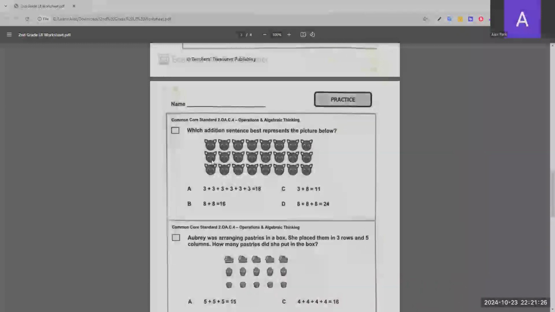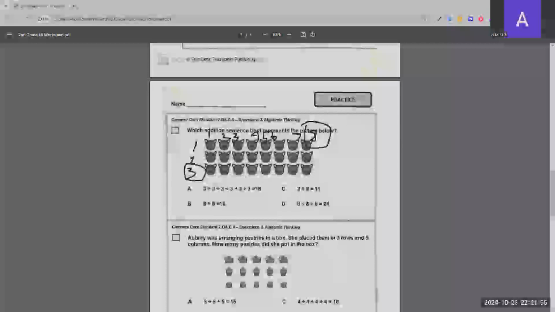Next, which addition sentence best represents the picture below? Okay, let's count how many rows and columns. 1, 2, 3 rows. And for the columns, 1, 2, 3, 4, 5, 6, 7, 8 columns. So that means you add 3 8 times, or you add 8 3 times.